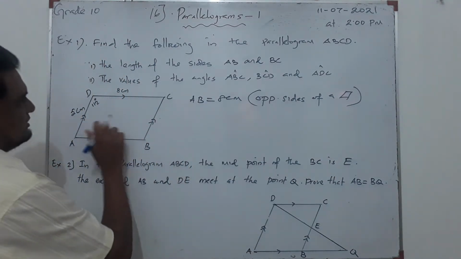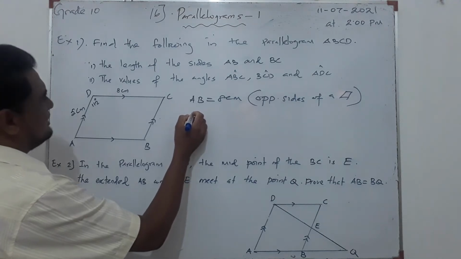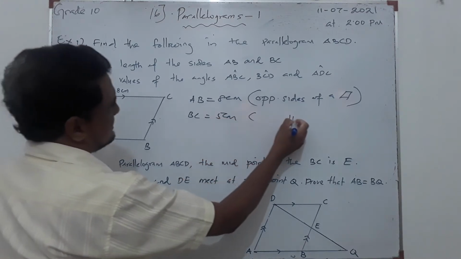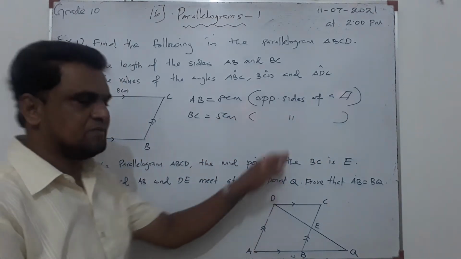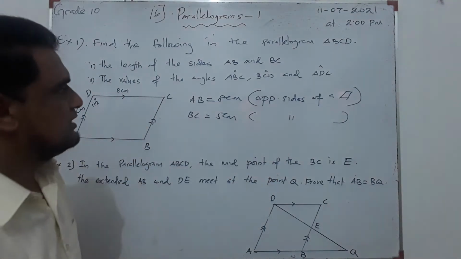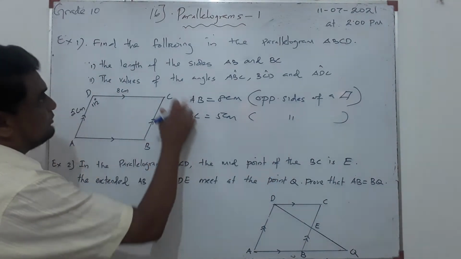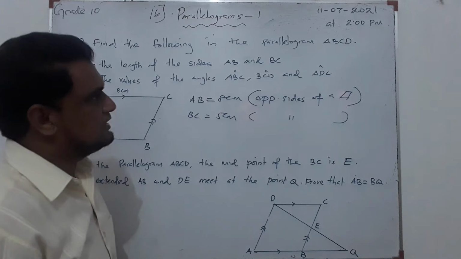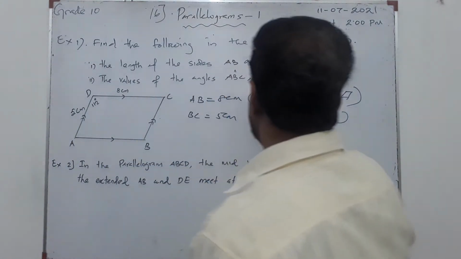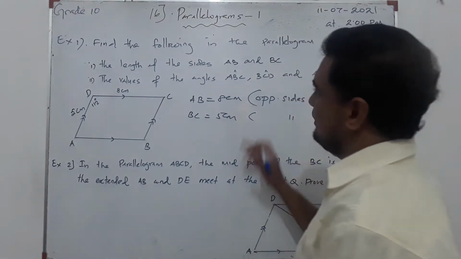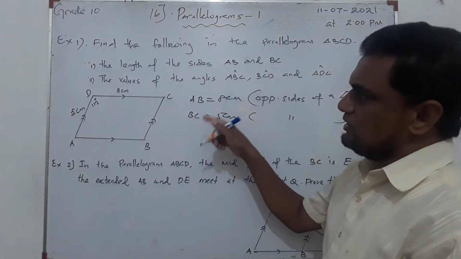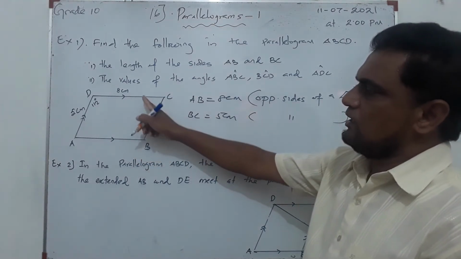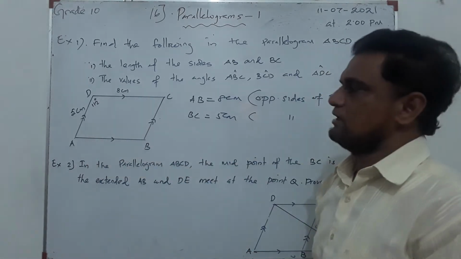Now the second one, similarly you can find BC is also equal to 5 centimeter, for the same reason, right? This is the first theorem I taught you in the previous class. Now we have done this first one. The second question is the values of the angles ABC, BCD and ADC. So how to find? We have done this first theorem. Under the first theorem, opposite sides are equal, opposite angles are equal, right?